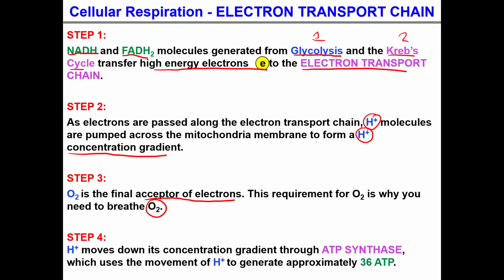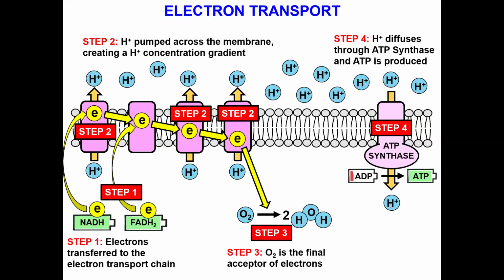So hydrogen moves down that concentration gradient through the ATP synthase, which is going to use that movement of that hydrogen to produce roughly around 36 ATP. So again, this hydrogen over here is going to allow that spinning and production of the ATP synthase, again, taking ADP to produce ATP. So again, this is what that's going to kind of look like.